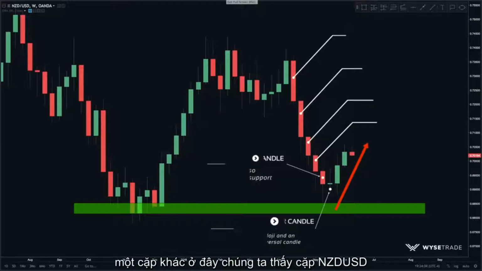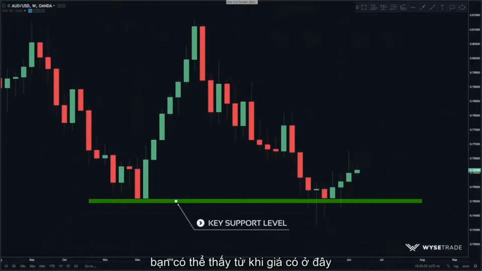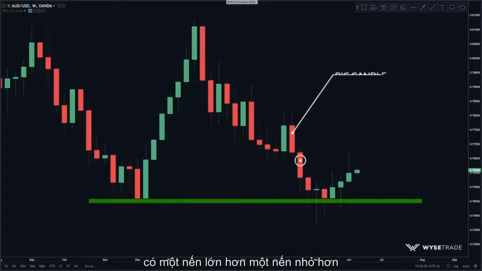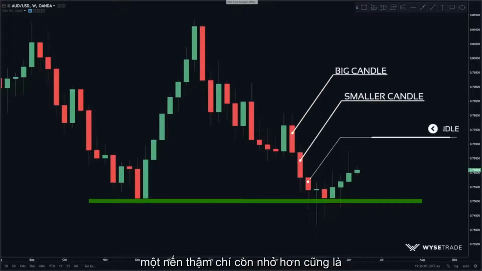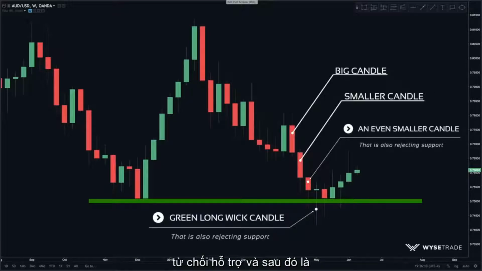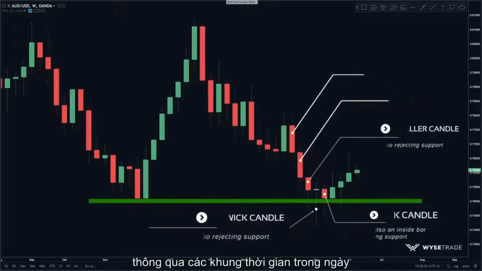So I'll show you this again on another pair. Here we have the Aussie dollar. This is a key level of support. As you can see from when price got here last, it hit and reversed upwards. So as price approaches this level again, we have a big candle, then a smaller candle, an even smaller candle, which is also rejecting support. And then we have this beautiful green long wick candle rejecting support. And then followed by another great inside bar candle rejecting support as well. And as you can see, price bounced upwards, which would have presented a great trade opportunity through the intraday timeframes.